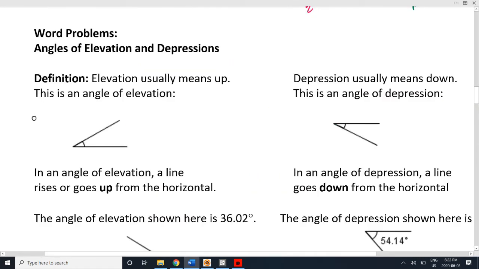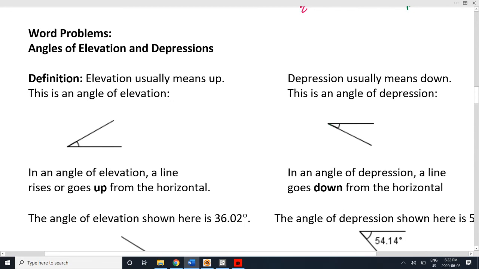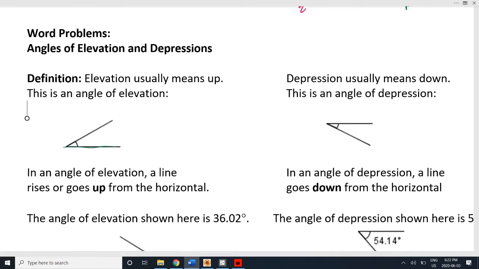So let's move on to word problems. So when we're dealing with word problems and right angle trigonometry, we're usually dealing with angles of elevation and angles of depression. Elevation usually means up. So this is an angle of elevation. And to know it's an angle of elevation, we look at our horizontal line here, and then we see which way our angle from horizontal is moving. Here we can see it's moving up. So that's angle of elevation.